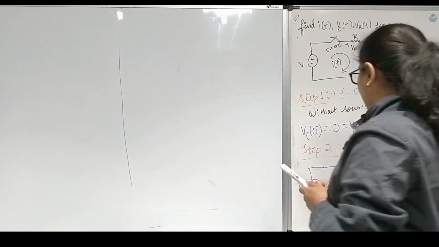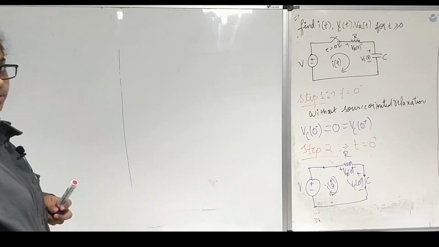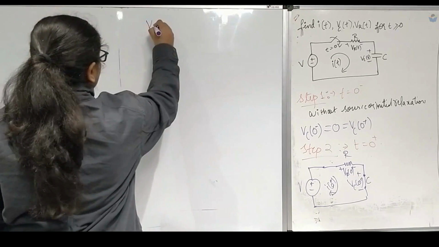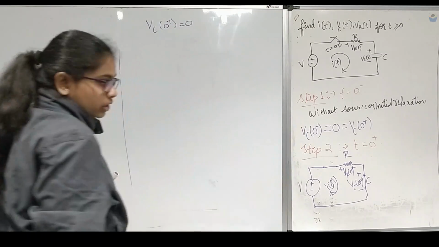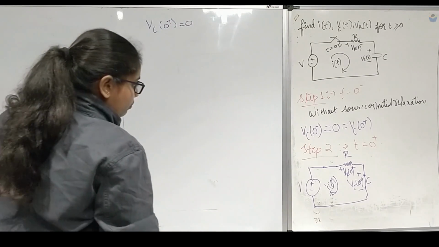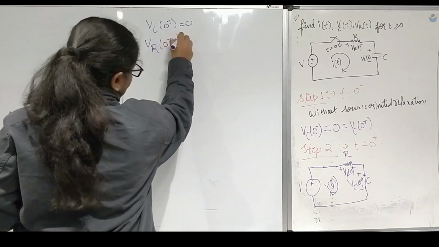Okay, now analyze. What is Vc of 0 plus? It is a short circuit, then what will be the voltage drop? It will be 0. Okay, so this satisfies the first equation. Next, what do we have to calculate? We will calculate VR of 0 plus.